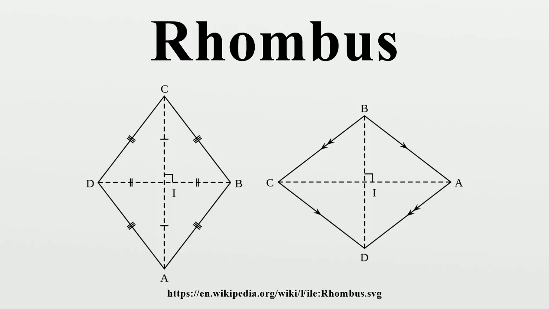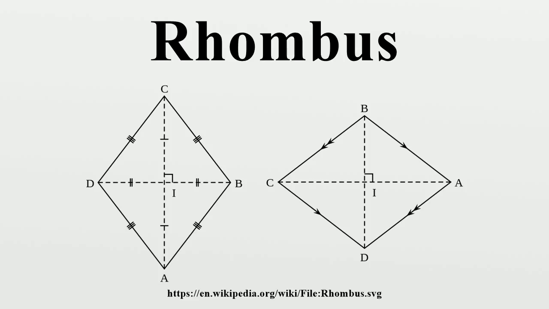Every rhombus is a parallelogram and a kite. A rhombus with right angles is a square. Etymology. The word rhombus comes from Greek, meaning something that spins, which derives from the verb meaning to turn round and round.